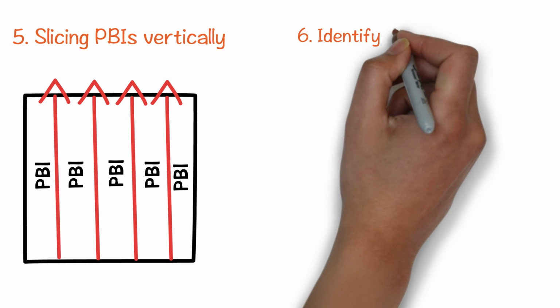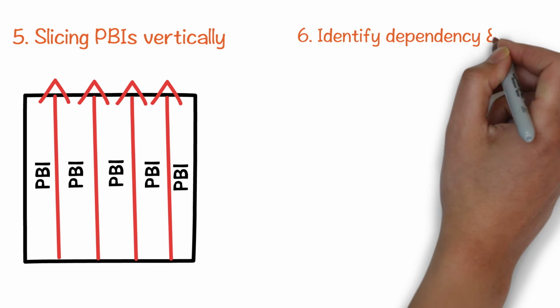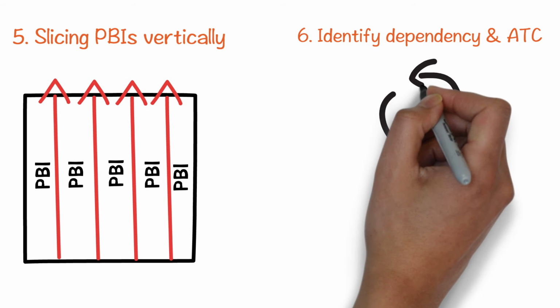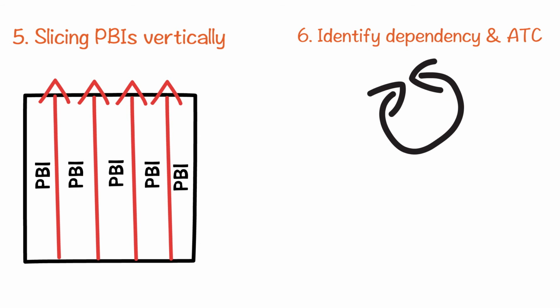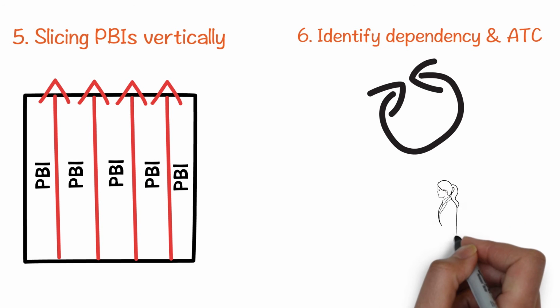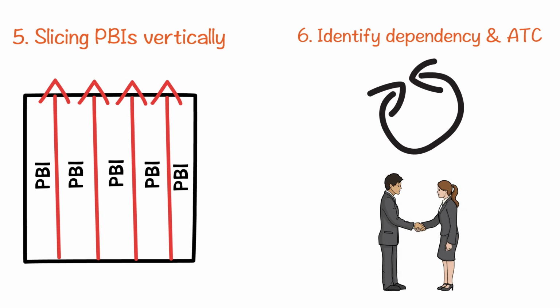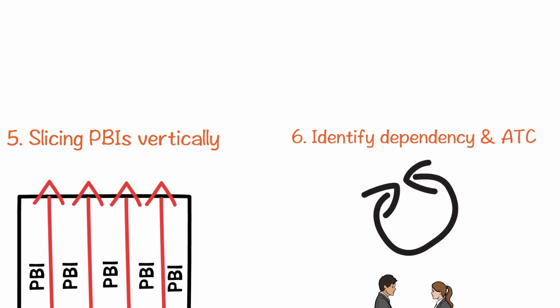Identify dependency between PBIs and share acceptance test cases for cross-site dependencies. The acceptance test cases will ensure that the team delivering the dependency is clearly aware of what is expected of their delivery. This will save a lot of effort and bugs for the entire program.